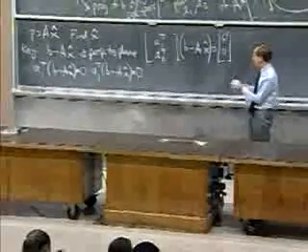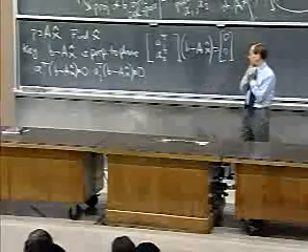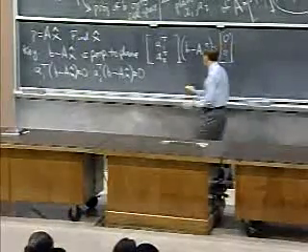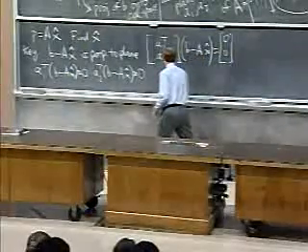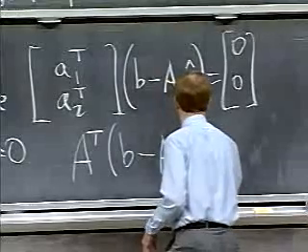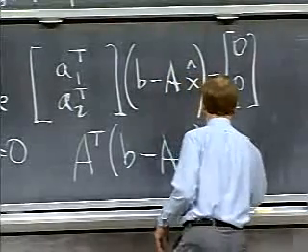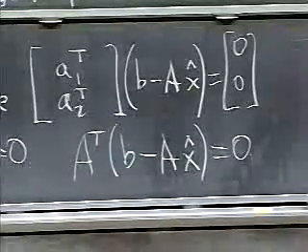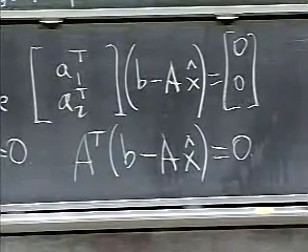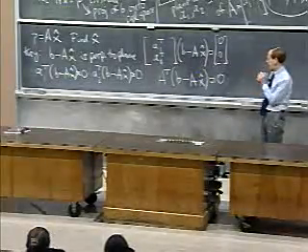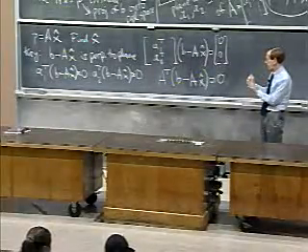You see that, this is one way to come up with this equation. So the equation I'm coming up with is A transpose (B minus A x hat) is 0. That's my equation. All right. Now I want to stop for a moment before I solve it and just think about it.